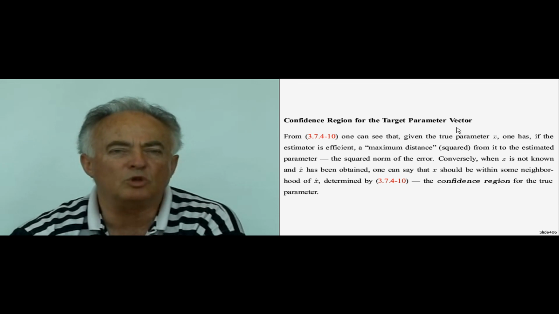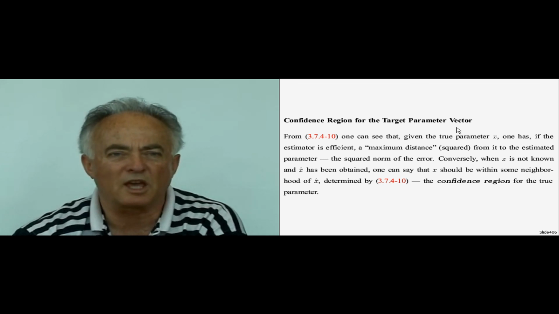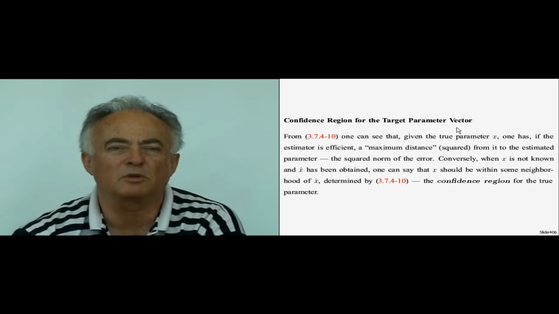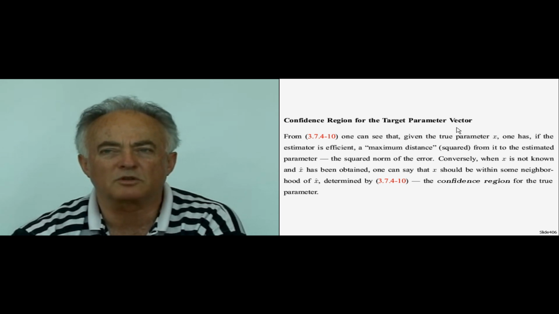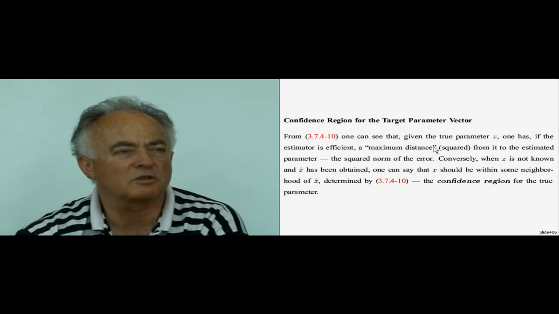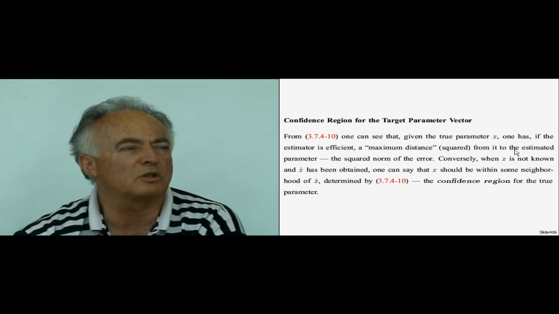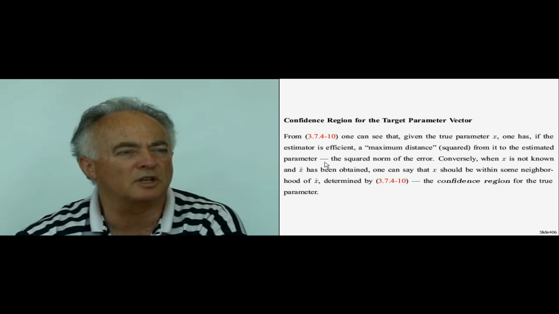Second, now if we do have the covariance, we would like the region in the space where the true parameter lies, because it will not ever be exactly on the estimate, but will be somewhere around the estimate. So we want a multidimensional region because this is a multidimensional parameter estimation problem. So, given the true parameter x, one has, if the estimator is efficient, a maximum distance, that's a square distance, the normalized estimation error squared, from it to the estimated parameter. That's a squared norm of the error.